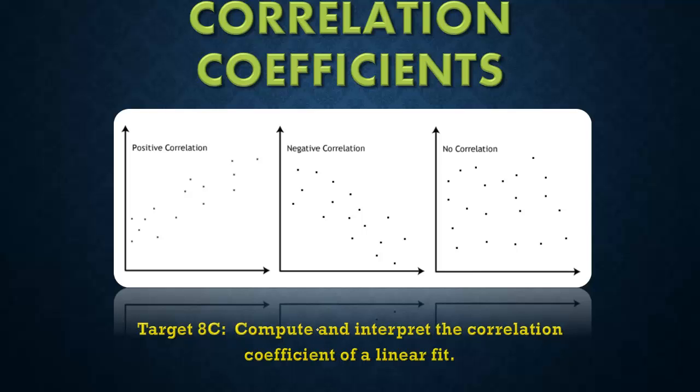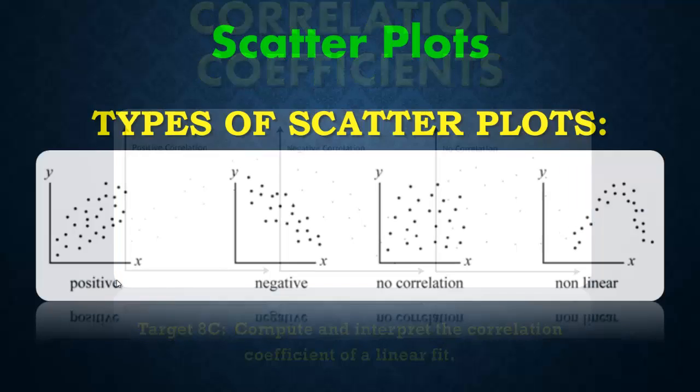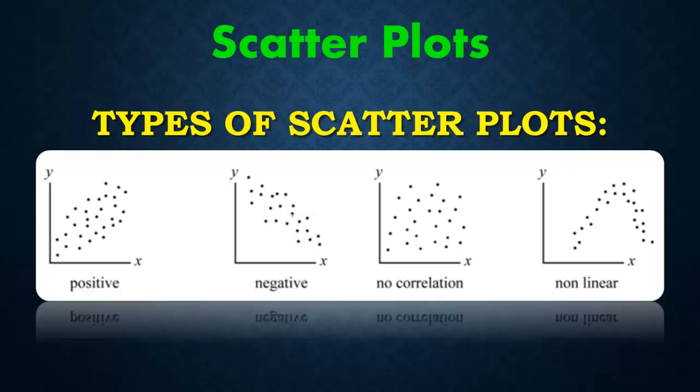All right, we are talking about correlation coefficients. This is target 8C. So let's start off with scatter plots. There are a few different types of scatter plots. There is a scatter plot showing a positive correlation, a negative correlation, no correlation, and a nonlinear correlation.